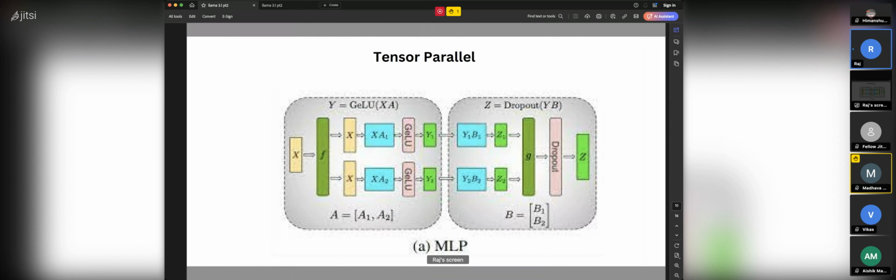Now, the MLP has an upward projection and a downward projection matrix. The upward projection essentially maps from a hidden size of x to 4x typically, and then goes from 4x down to x. Now, x to 4x and 4x to x might be very computationally expensive. Therefore, what we could do is have the original representation, the input tensor x, and copy it two times.